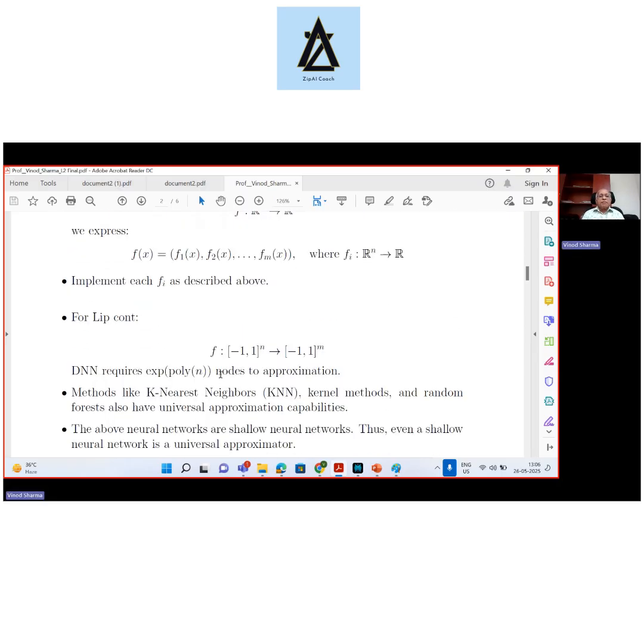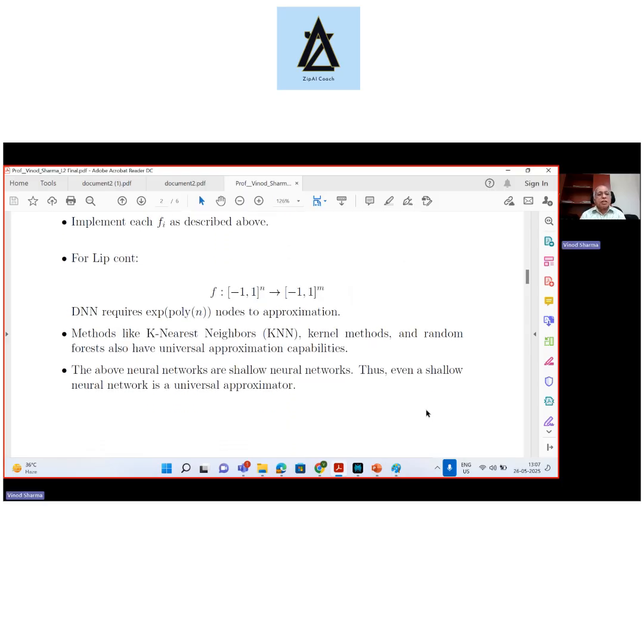If this function f, taking a bounded interval from -1 to 1, n to -1 to n, m, is Lipschitz continuous, then we can show we can approximate this function by a deep neural network, which requires an exponential polynomial number of nodes to approximate for each m equal to 1. So basically, you may need an exponential number of nodes to implement a Lipschitz continuous function.